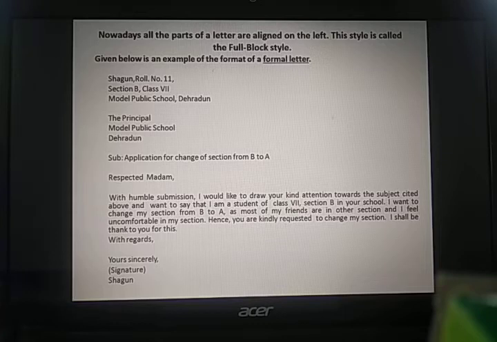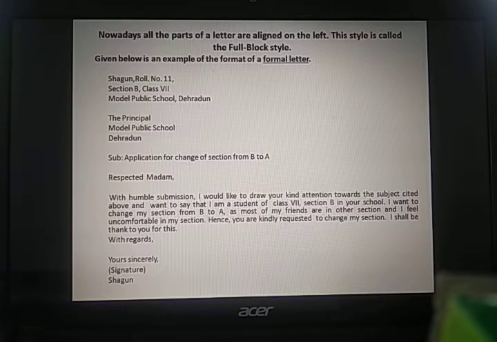So at the top, this is a formal letter to the principal of your school for the change of section from section B to A. So at the top, an address has been given, the address of the student who is writing the letter. But I am telling you that these are also called applications, and you are also staying in the same school, so if you do not mention the sender's address here, then it will work.